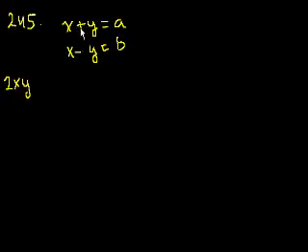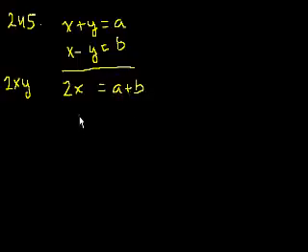So we have two equations with two unknowns. Let's just add them together to solve for x. We get x plus x is 2x. The y's cancel out, is equal to a plus b, or x is equal to a plus b over 2.